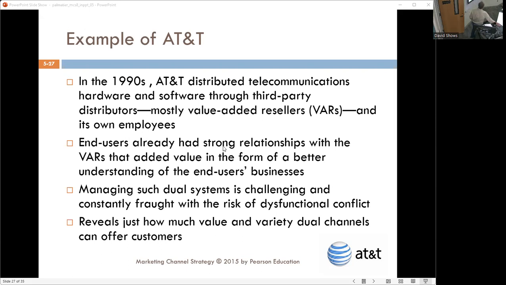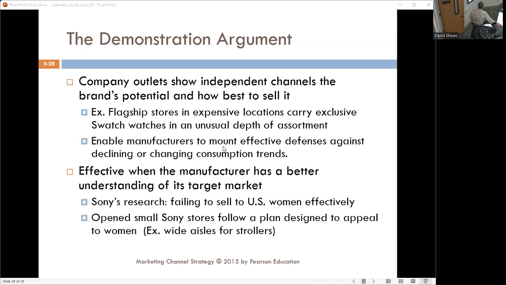So there are reasons why. And this is the reason why Broyhill had this. One of the major reasons why is what's known as the demonstration argument. Quite simply, as a vendor, you may not have the resources to display particular products in their best light without spending a lot of money.